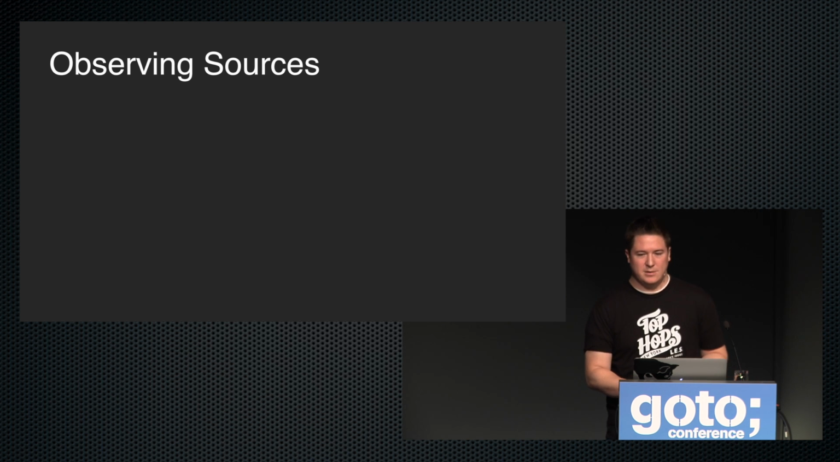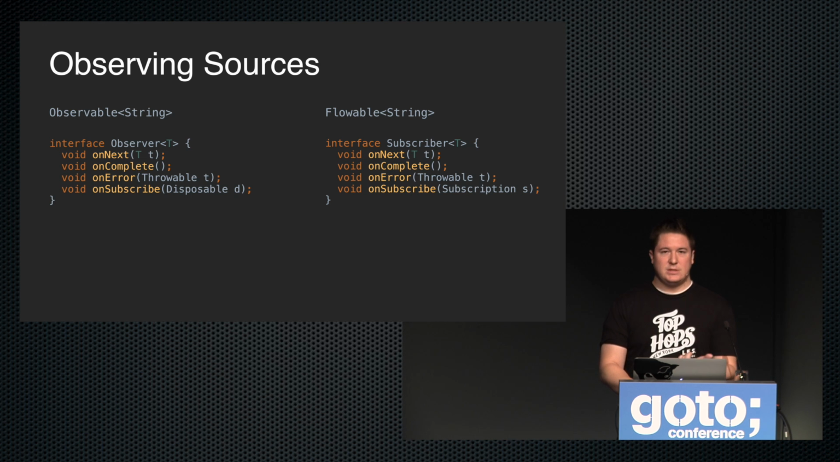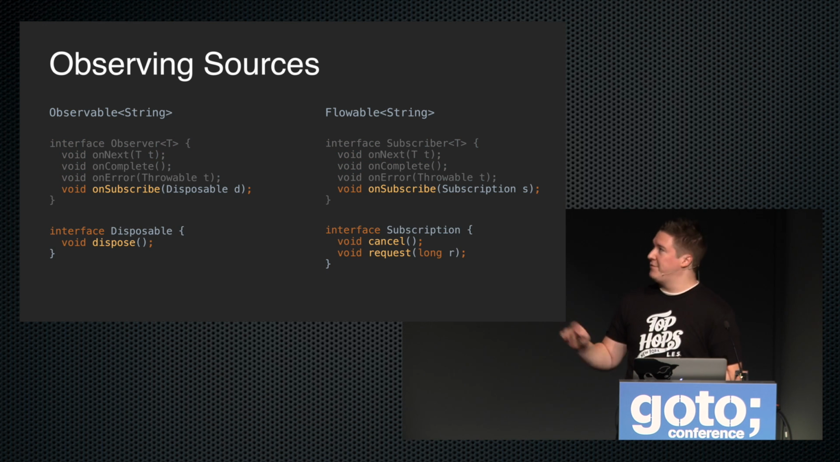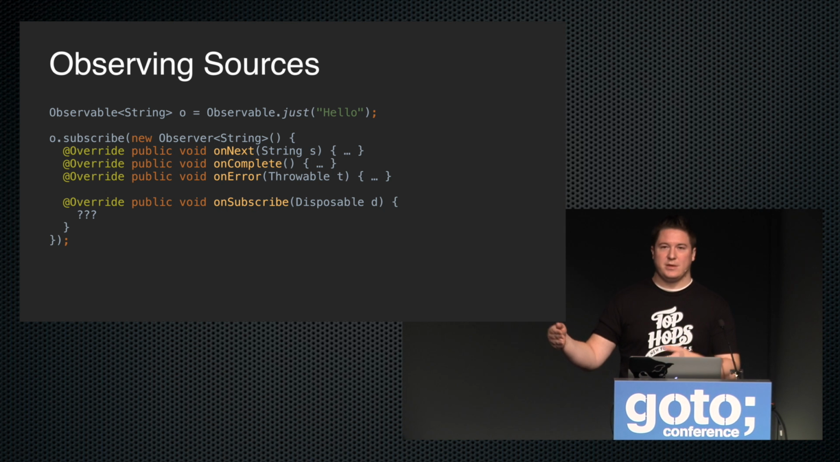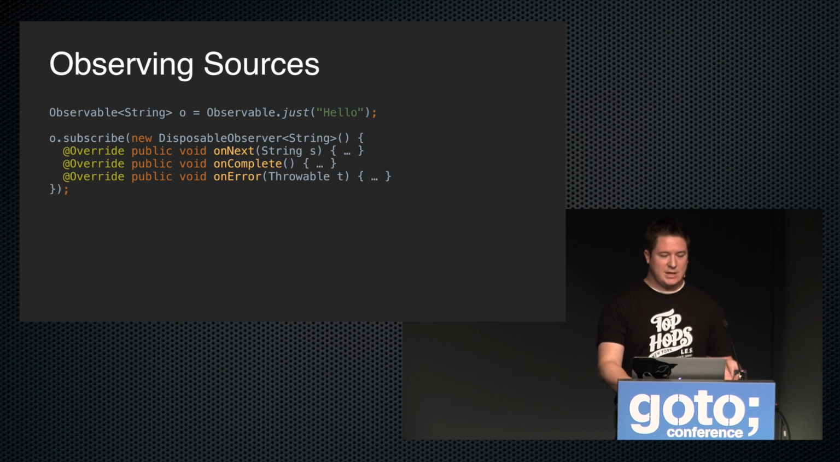Let's quickly look at observing sources. So I showed these 2 interfaces earlier, and I showed that fourth method, which is kind of new and a little weird. You actually don't use these interfaces directly when you subscribe to an observable, subscribe being the method that starts listening. Because of that fourth method, you're put in a weird place where, well, what do I do with this object, and how do I unsubscribe? Instead, we have a type called disposable observer, and this will automatically handle that fourth method for you and allow you to only be concerned about the actual notifications from the observable itself.